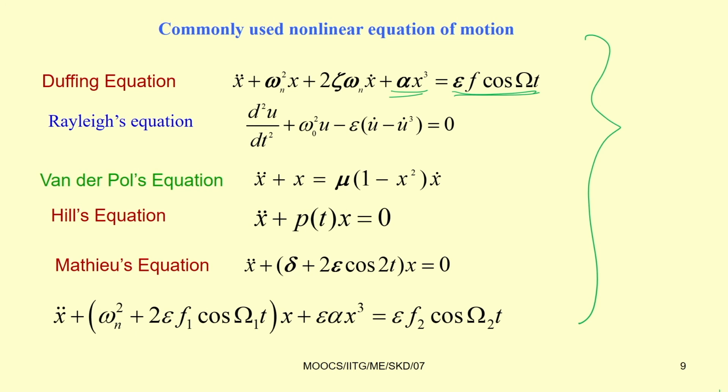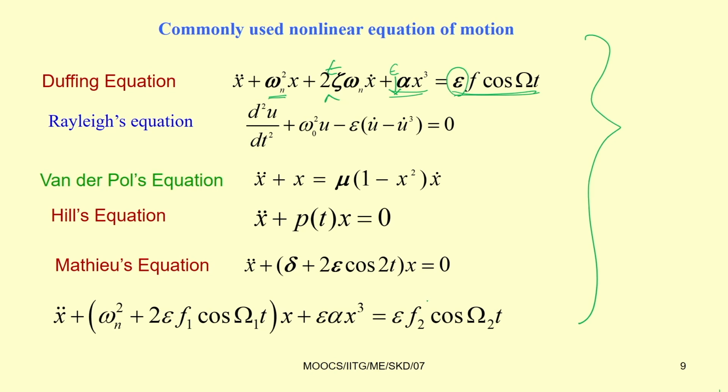Here one can put a value of epsilon to show that the damping is one order less than that of the linear term. Similarly, if the nonlinear term is one order less, then here also we can put epsilon, epsilon alpha x cube, and here is the forcing. If we have weak forcing, then we can use the epsilon term. If the forcing is strong, then the epsilon term may not be used in this equation.